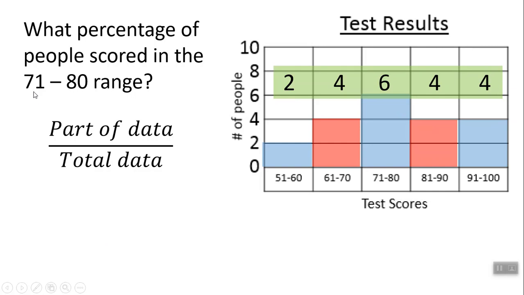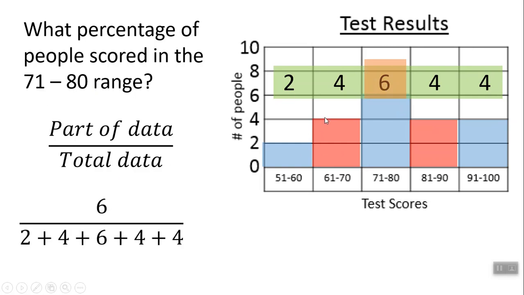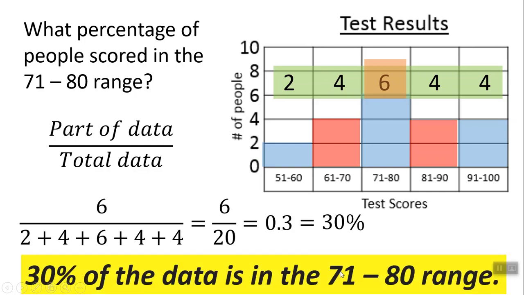And then when they're asking about the 71 to 80 range, we're tuning in to this number 6. So part of the data would be 6. The total data would be these columns added up, 2 plus 4 plus 6 plus 4 plus 4. So that ends up being 6 out of 20. You could divide that and you'd get a decimal, and then slide the decimal 2 places to the right. So 30% of the data is in the 71 to 80 range. So we're going to move on to the next one. You can pause it if you need to look at it a little longer.